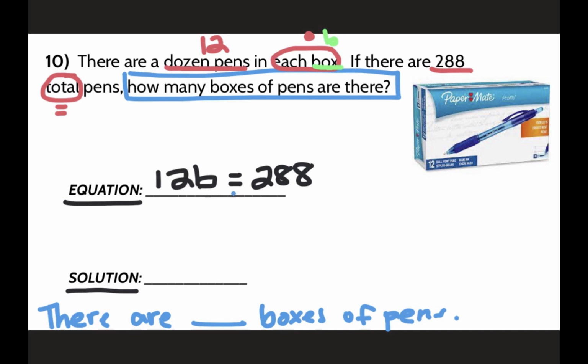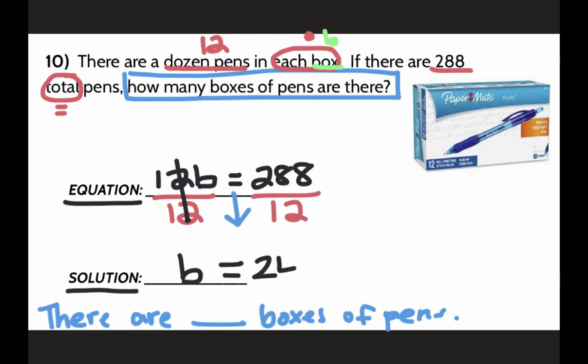It's a one-step multiplication equation. We need to use division. We're going to divide both sides by 12. 12b divided by 12 gives me 1b, which I can write as b. 288 divided by 12 gives me 24. There are 24 boxes of pens.